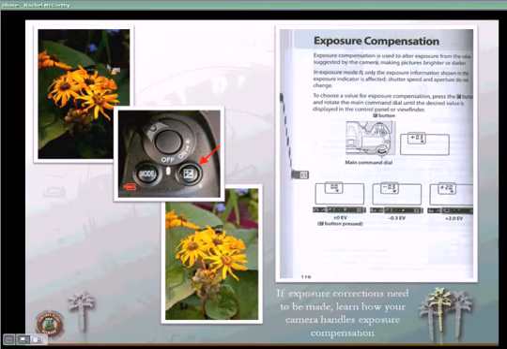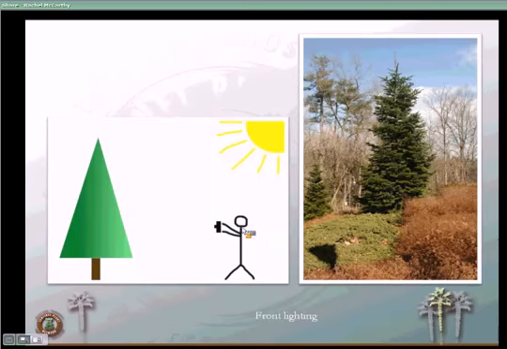And in this example, if we have a dark picture that's obviously underexposed, then we can add maybe one f-stop of light, one value, and take the picture, and it'll come out much better. So again, this is something you'll have to look at in your own camera manual and figure out how your camera does this. Okay, now let's talk a little bit about lighting.